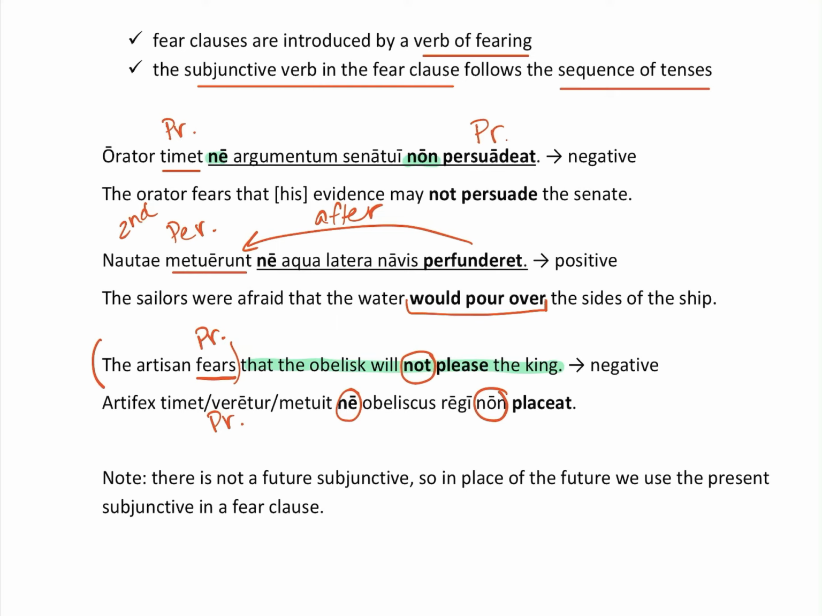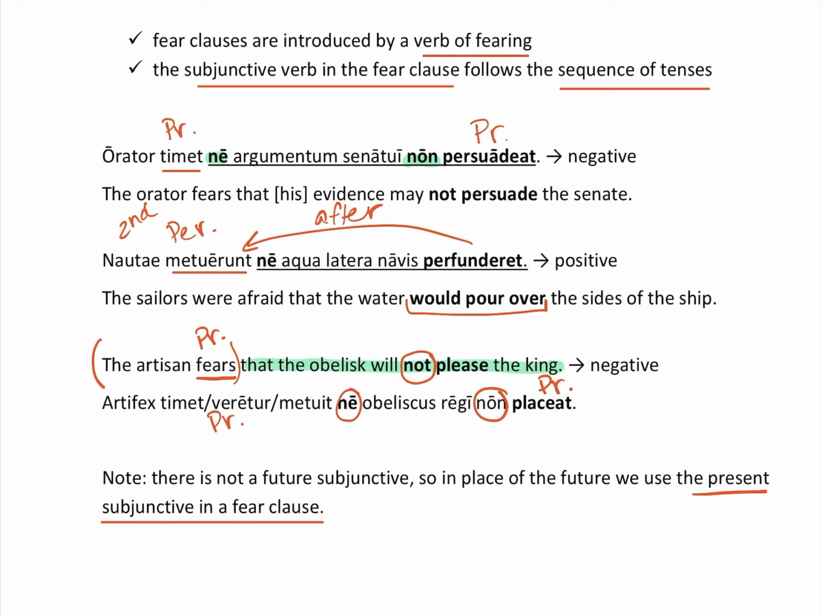And so there is not a future subjunctive. Even though we say "will not" in the English, there's not a future subjunctive. So in place of the future, we use the present subjunctive in a fear clause. Just make a note of that. So then we would use present subjunctive here as well. Artifex timet, or metuit, ne obeliscus regi non placeat, that the obelisk will not please the king. That's all there is to it.